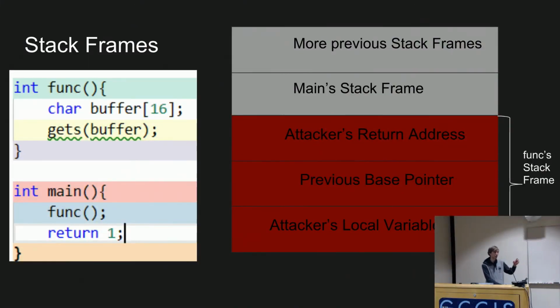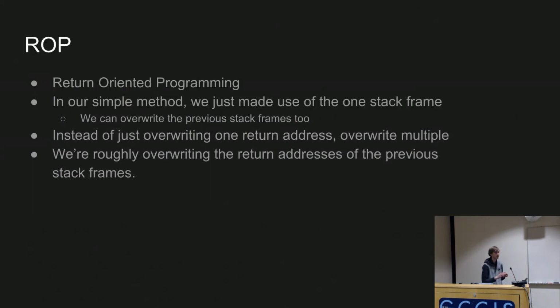So if you think back to our method of exploiting these buffer overflows, we overwrite the local variables, we overwrite the base pointer, and we overwrite the return address. And we're overwriting exactly one stack frame. But who says we're limited to overwriting one stack frame? We can overwrite as much data as we want to. So if you think about it, we could actually just overwrite those previous stack frames too. And all those previous stack frames have return addresses that we could overwrite. So that's basically the concept behind ROP.